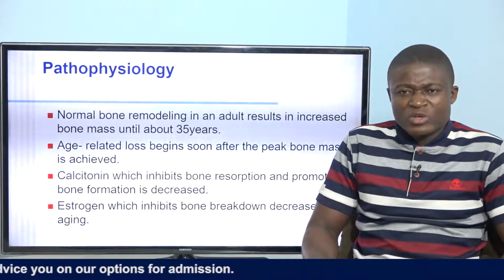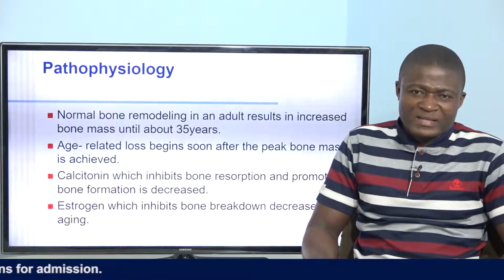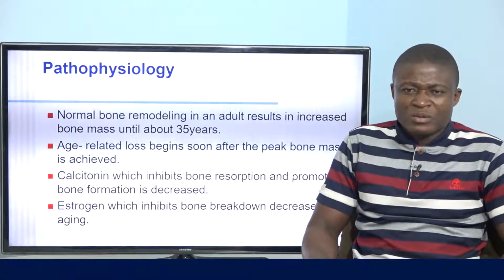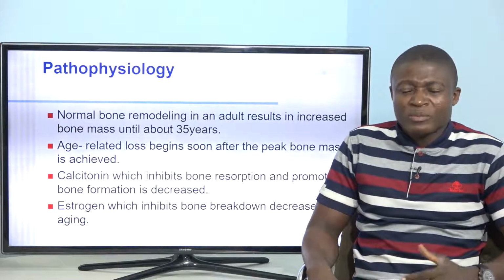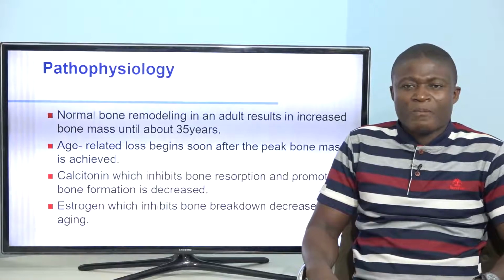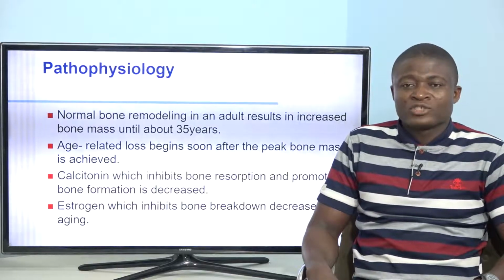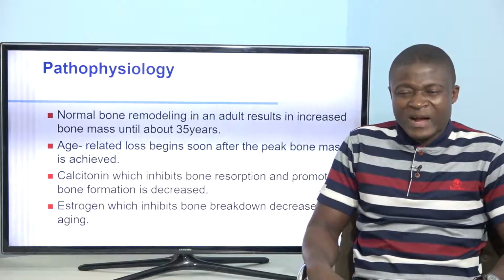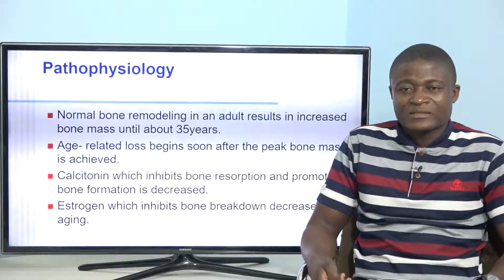Estrogen, which inhibits bone breakdown, decreases with aging. Apart from calcitonin, estrogen is also another hormone that is produced in the body, most especially in women, and it also plays a significant role in bone development. It prevents bone breakdown, but unfortunately, from the age of 35 and above, estrogen starts to decrease in productivity until the woman gets into the menopause, when it decreases significantly.